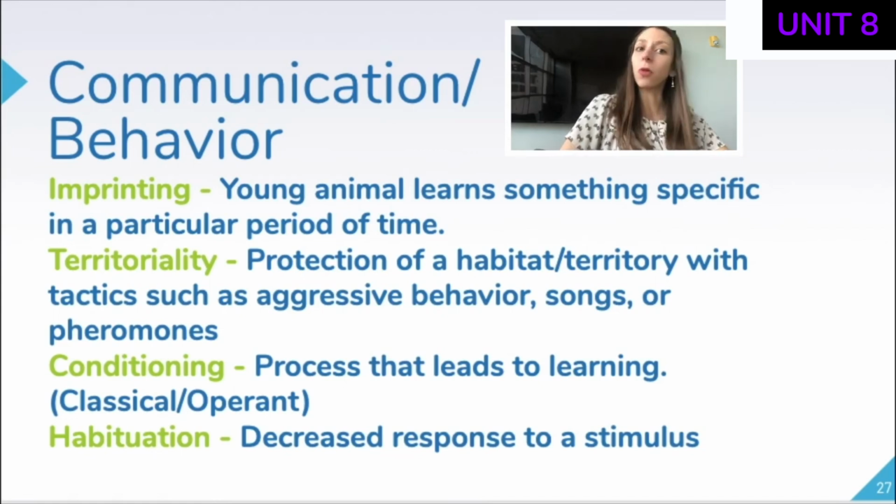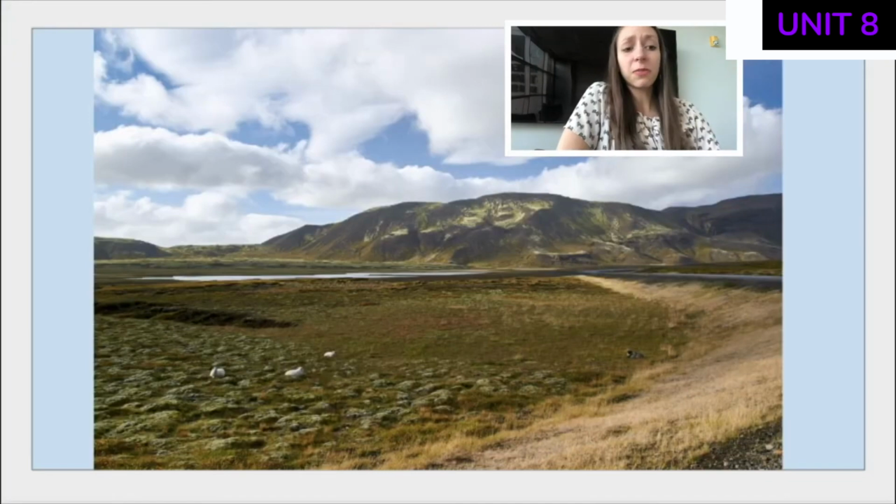In terms of communication and behavior, a few terms you might want to know. Imprinting is when a young animal learns something specific in a particular period of time. Territoriality is where there is a protection of a habitat or territory with tactics such as aggressive behavior, songs, pheromones. Conditioning is a process that leads to learning, and we have both classical and operant conditioning. And habituation is when an organism shows a decreased response to a stimulus over time. And ecosystems can be relatively stable over hundreds or thousands of years, even though populations within the ecosystem may fluctuate depending on certain factors.